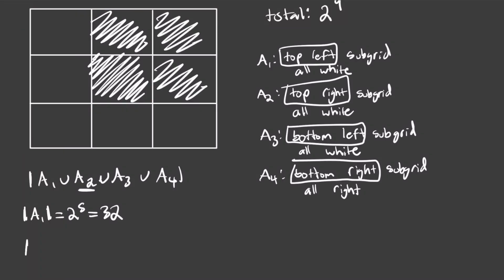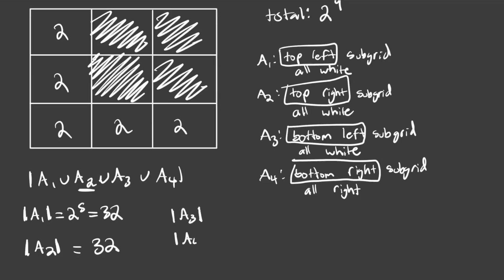And again, the magnitude of A2 is going to be the same as it was for A1 because we have 5 remaining squares and they're all going to have 2 different options, right? So 2 to the power of 5 again, so 32. And you can pretty clearly see that the magnitude of A3 and A4 are also going to be equal to 32 as well. So we calculated the magnitude of our single sets, but now we're going to be overcounting a lot of cases.